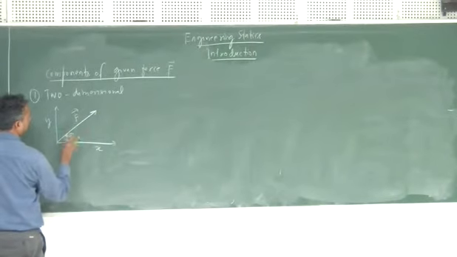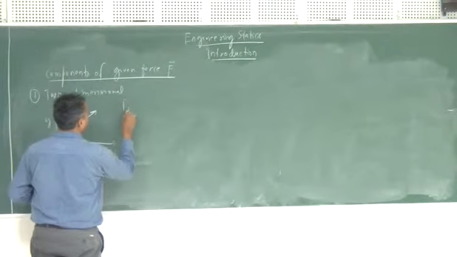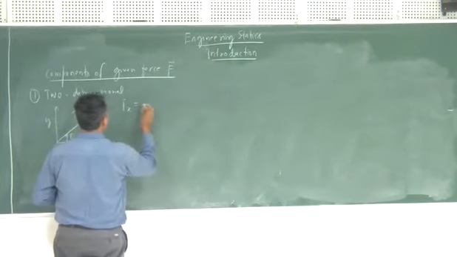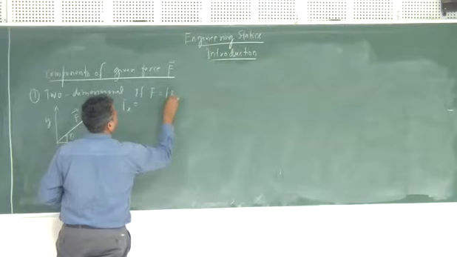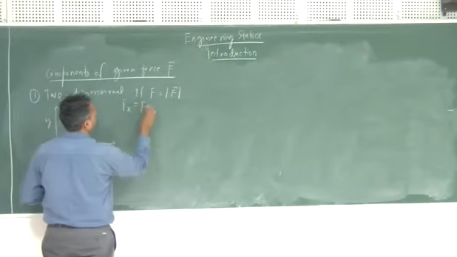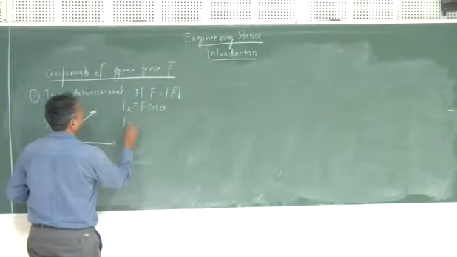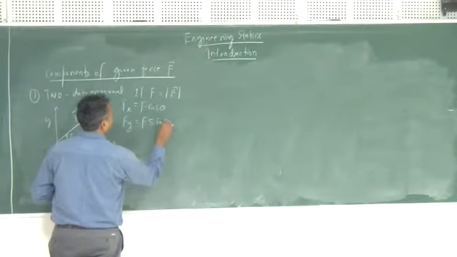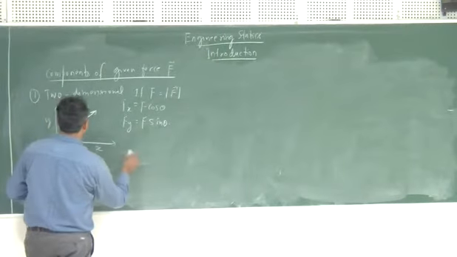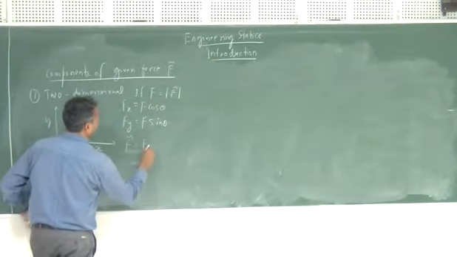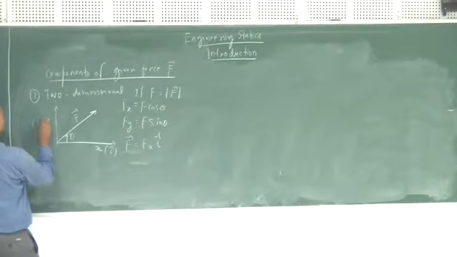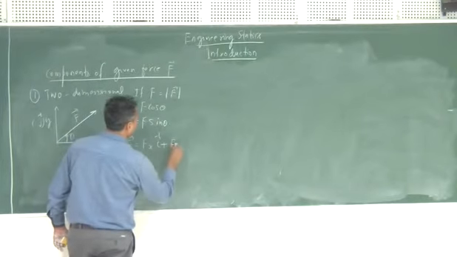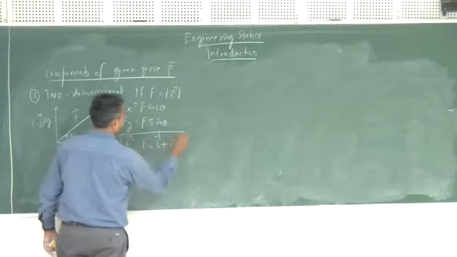If you know this theta, so Fx is given by your magnitude. If F is equal to the magnitude of this, you can write Fx is equal to F cos theta, and Fy is equal to F sine theta, right? And your F will be nothing but Fx i plus Fy j, if the unit vector along x is i and the unit vector along y is j. Okay, so this is for two dimensional.